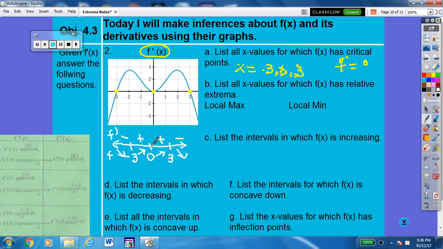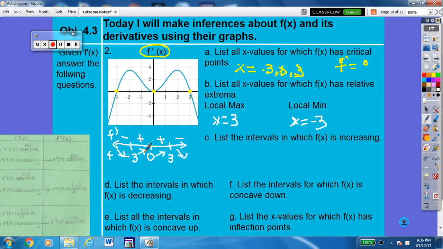And you can see here that at -3, we've got a local min. So x equals negative 3 is going to be a local min, and x equals 3 is going to be my local max.